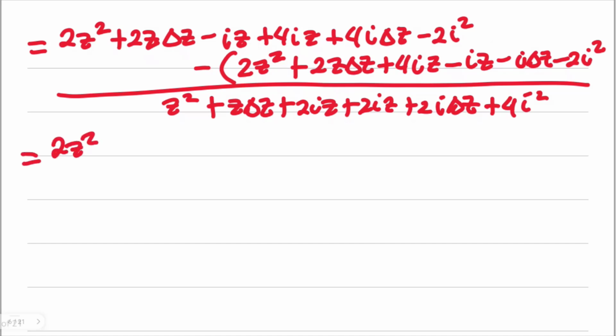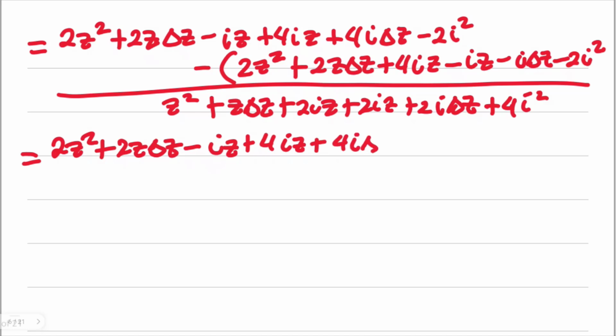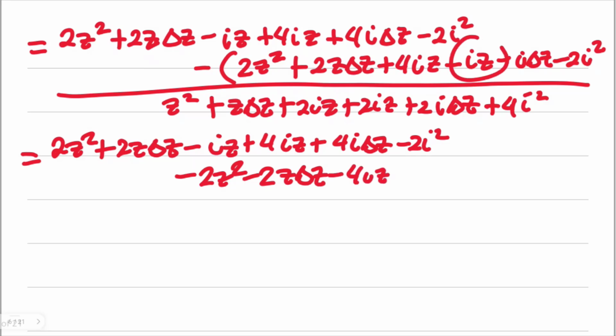2z squared plus 2z delta z minus iz plus 4iz plus 4i delta z minus 2i squared, right? Then removing the grouping symbol, meaning distributing all the negative signs there, we'll have minus 2z squared minus 2z delta z minus 4iz. This becomes plus, so plus iz plus i delta z and plus 2i squared.